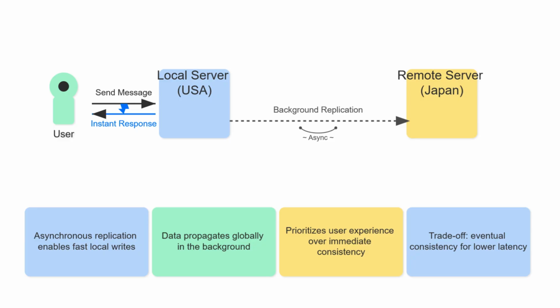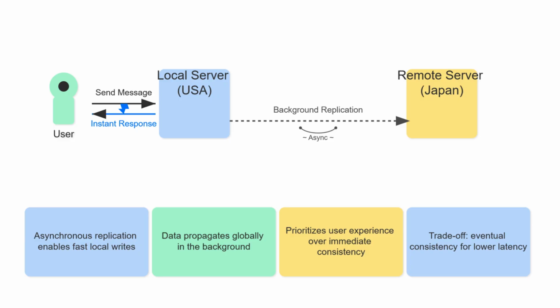This is crucial for a smooth user experience. Meanwhile, in the background, data propagates globally. The update doesn't wait for confirmation from every other continent before confirming to the user. Instead, it's queued up and sent to other regions like Europe and Asia in parallel. This approach prioritizes user experience over immediate consistency. For social media or messaging, users care more about their action being acknowledged instantly than every single data replica being perfectly identical at the exact same millisecond.